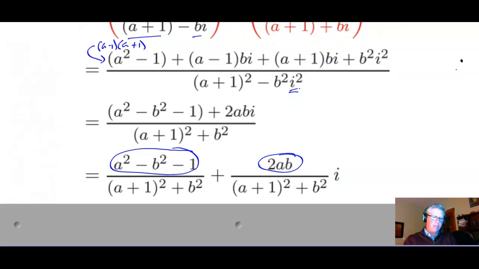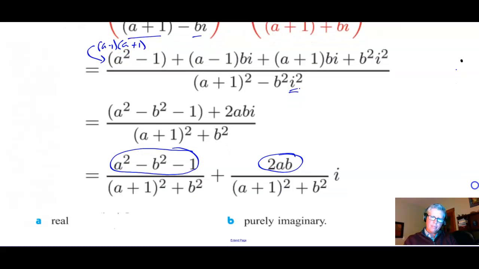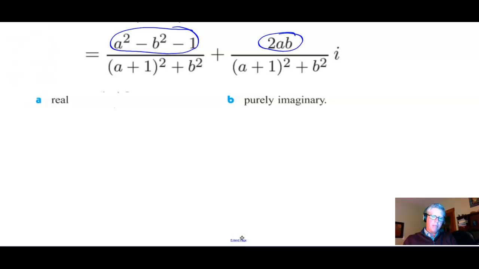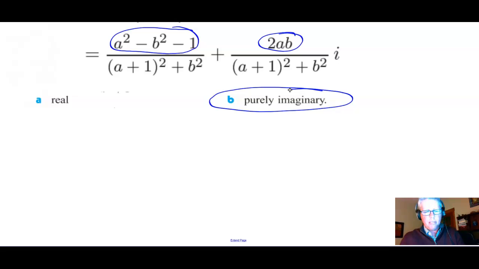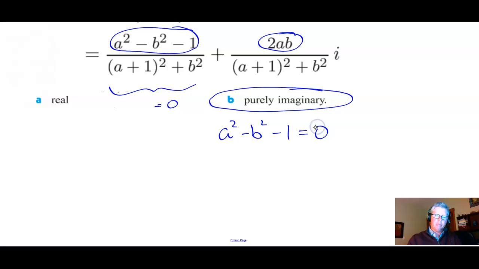So to remind you of the problem, the purely imaginary is what we're after, or the purely real. So let's say, hey, what about a and b to make this purely imaginary? Well, that means we want this quantity to be equal to 0. So when is a squared minus b squared minus 1 equal to 0? Whenever a squared minus b squared is equal to 1, then that side is going to be equal to 0.